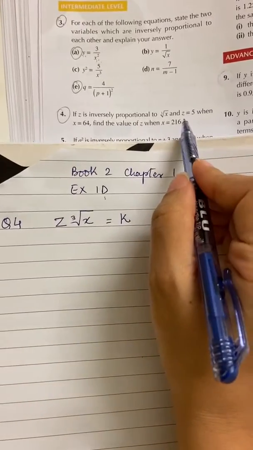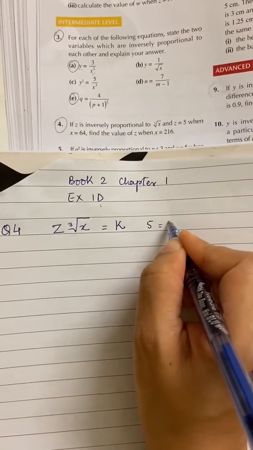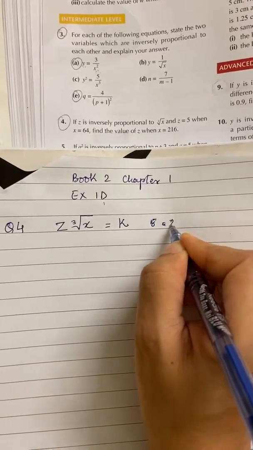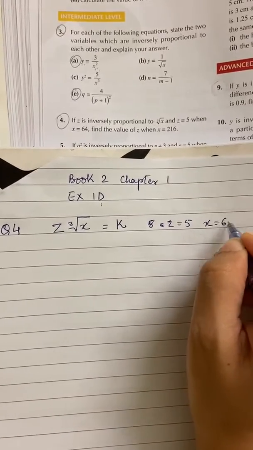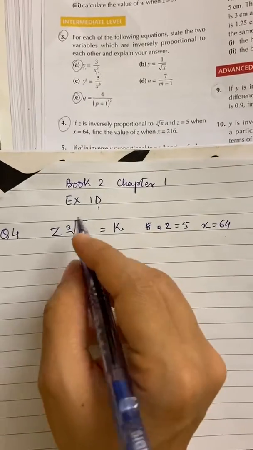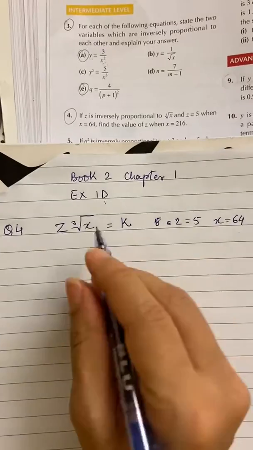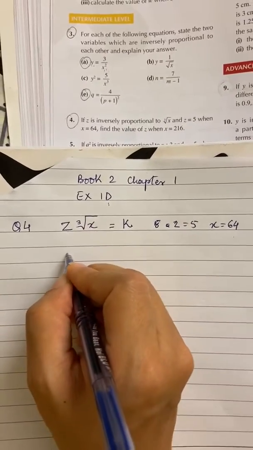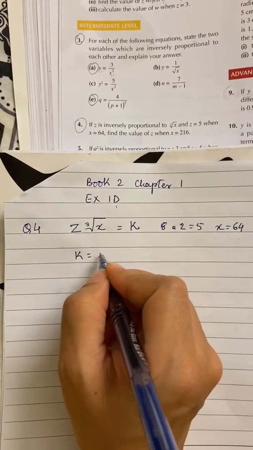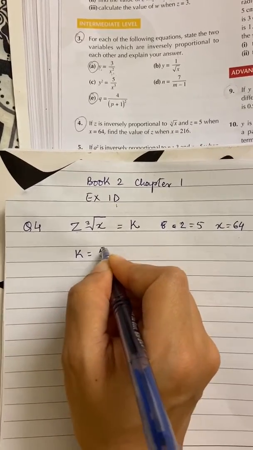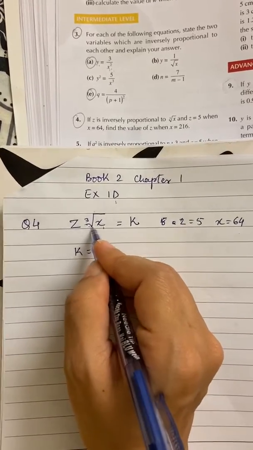Now they have given us some information: z is equal to 5 when x equals 64. We have to find out what k is first in order to move further with the question. So in place of z I'm going to write down 5, and in place of cube root x I'm going to write down cube root of 64.